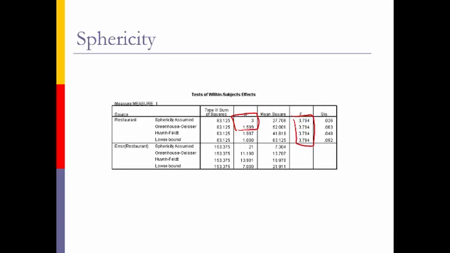So all they essentially did, they had our Greenhouse-Geisser at 0.533. If you take the number 3, which is our degrees of freedom, and multiply that, you get 1.599. So that's how they came up with the degrees of freedom factor. And then they did the same thing: 21 times 0.533 gives us 11.190. So that's where they came up with those values.